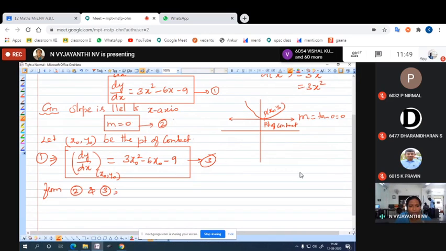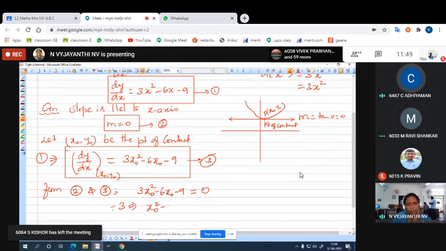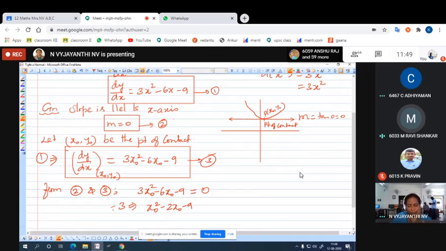From 2 and 3 we have 3x² − 6x − 9 = 0. Dividing by 3, we will have x₀² − 2x₀ − 3 = 0.